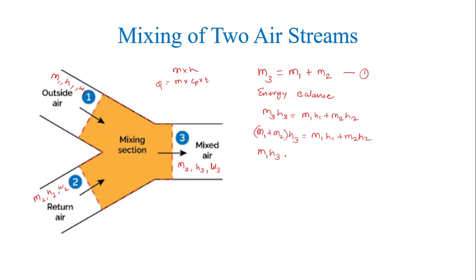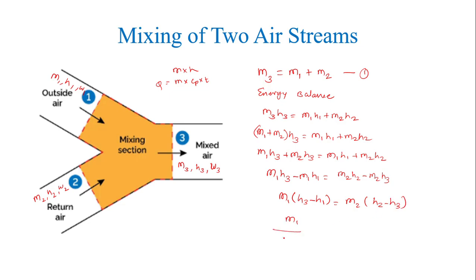I'll simplify this: m1h3 plus m2h3 is equal to m1h1 plus m2h2. I'll take the m1 terms on the left hand side: m1h3 minus m1h1 is equal to m2h2 minus m2h3. Taking m1 common, (h3 minus h1), equal to m2 common, (h2 minus h3). So the ratio m1 by m2, outside air to return air, will be equal to (h2 minus h3) divided by (h3 minus h1). In numericals, I will know m1, m2, the inlet air condition h1 and the room design condition h2, so that I can easily get h3.